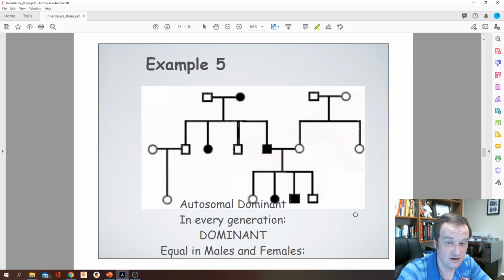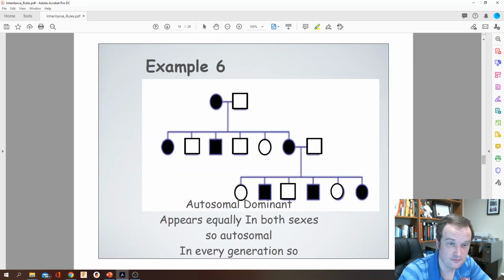Example 5 here is autosomal dominant, where each generation has it, and it's equal in males and females. Example 6 here is another example of autosomal dominant, again not skipping a generation, and about equal in males and females.